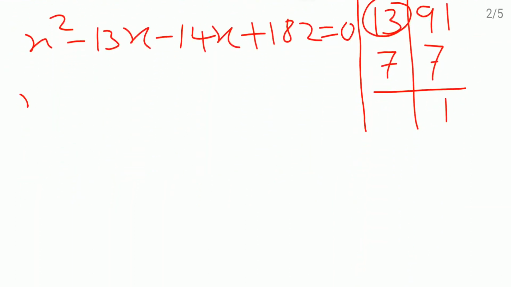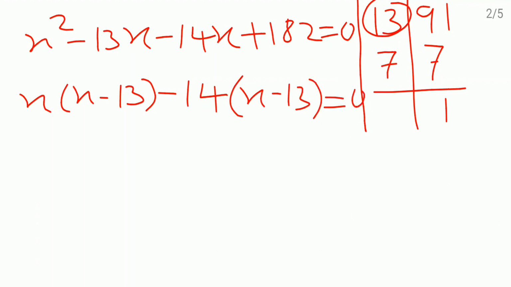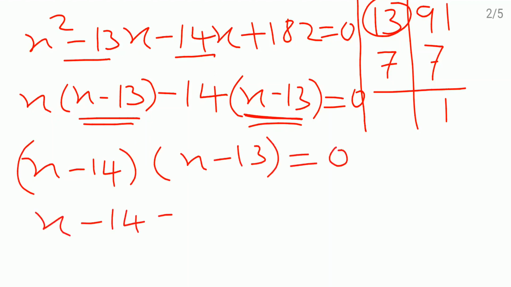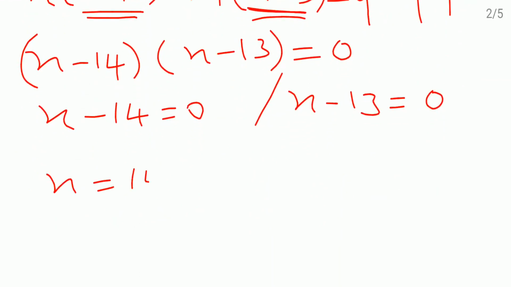Now here I will take x common. So x minus 13, and here minus 14 I will take common and x minus 13 here, which is equal to 0. Once you come to know that these two numbers are correct, we can directly copy the same bracket here without wasting our time. So x minus 14 in one bracket and x minus 13 in the other bracket. We'll compare this one with 0, and x minus 13 is equal to 0. So the value of x comes as 14 and x is equal to 13.